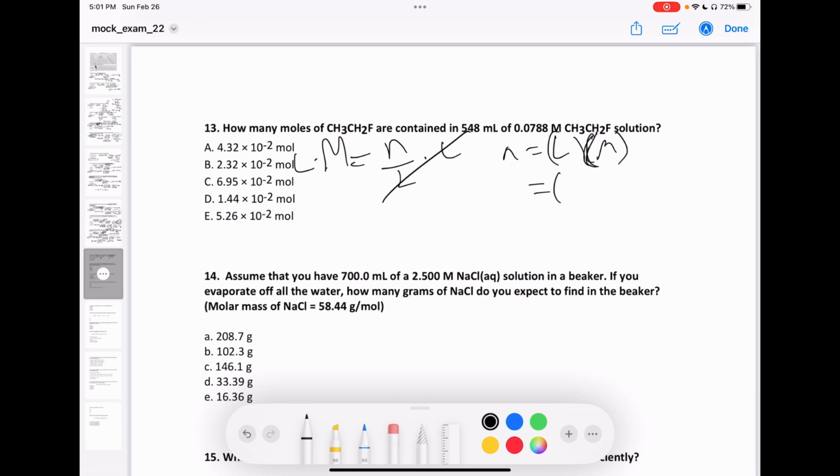which is equal to 548. And remember, this is liters, not milliliters, so you're going to have to convert that, divide by 1,000. So that's going to be 0.548 times the molarity of 0.0788 is equal to around 0.04318, which is basically, since they're doing in scientific notation, 4.32 times 10 to the negative second moles, which is your answer choice A.